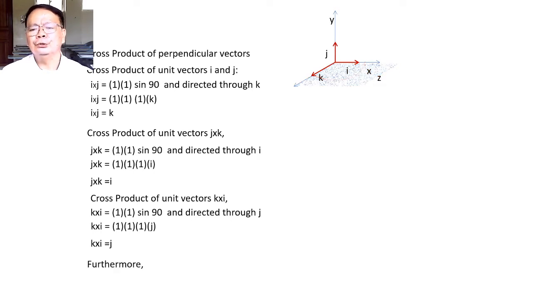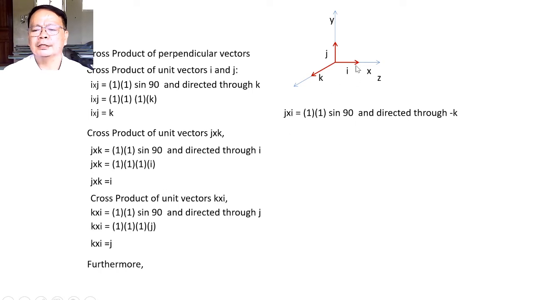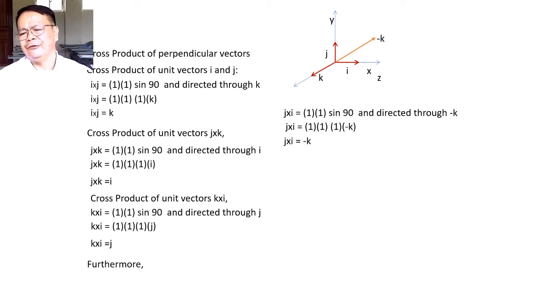Furthermore, if we look at the other direction of the cross product, this time the positions of the vectors are interchanged. So we have here the cross product of j cross i. You will notice that j cross i shall be directed in the opposite of i cross j. Hence, the direction of the cross product shall be directed through k in this direction. So if this is substituted, j cross i will be equal to 1 times 1 times negative k, and that gives us a value of negative k.